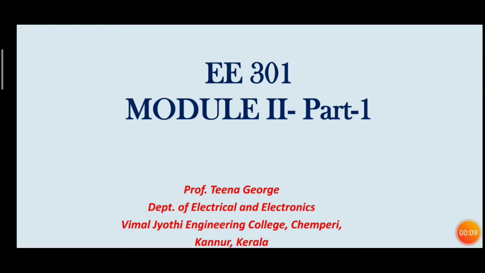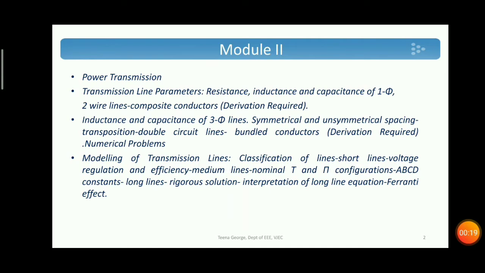We can move on to the second module of the syllabus, E301, Power Generation, Transmission and Protection. The second module consists of the transmission line parameters, resistance, inductance and capacitance of two-wire single-phase line and also for three-phase line with symmetrical and unsymmetrical spacing, also transposition and double circuit lines. Also, it includes modeling of transmission line and classification of transmission lines.